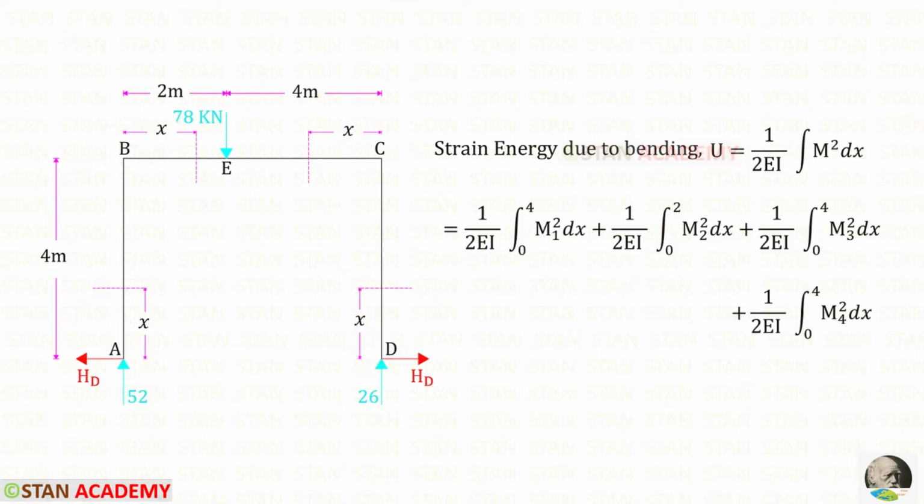Since there are 4 sections, we have to split this formula into 4 parts. This is for this section, this is for this section, this is for this section, and this is for this section. Here the limit is 0 to 4. Here the limit is 0 to 2. Here the limit is 0 to 4. And here the limit is 0 to 4.